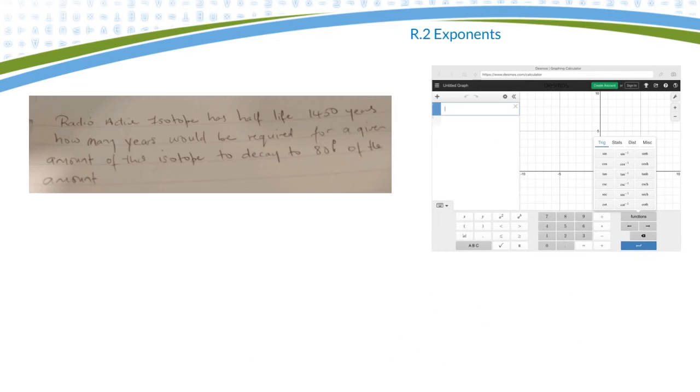The next question has to do with exponential or logarithmic functions. It says a radioactive isotope has a half-life of 1450 years. So just that statement right there gives me some information. So my formula is P of t equals P0 e to the kt. Now, the half-life means if I start, say, with 50, then I'll go down to 25 in that many years. So that's what t is. So I have k times 1450.